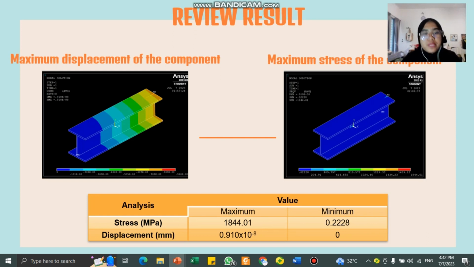The values were obtained by selecting the first set of data and using the nodal solution under the plot result option. The table displays the maximum and minimum values of stress in MPa and displacement in inches. This figure represents the simulation result visually through contour plots. The plots illustrate the distribution of stress and displacement across the component. They provide a graphical representation of the component's behavior, allowing an understanding of stress and displacement patterns.